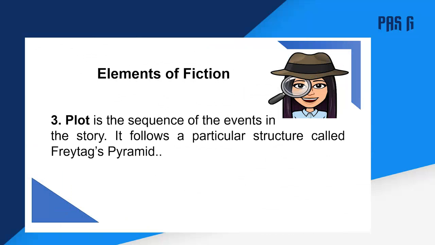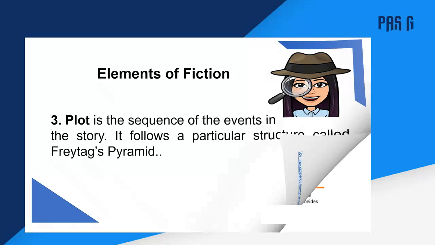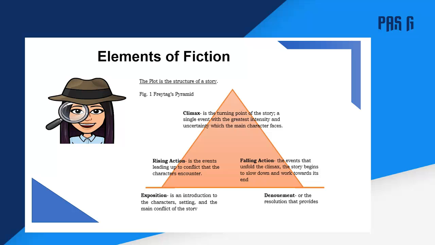Third is plot. Plot is the sequence of the events in the story. It follows a particular structure called Freytag's pyramid. This structure was identified by Gustav Freytag, a German playwright and novelist who lived sometime in the 1800s. Here is the example figure of Freytag's pyramid.